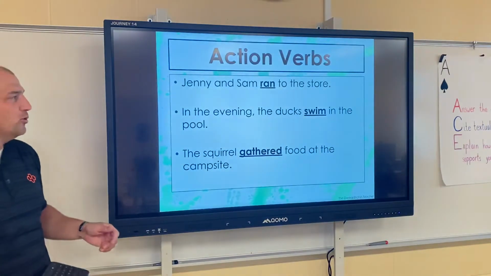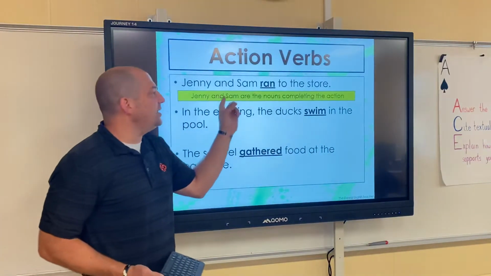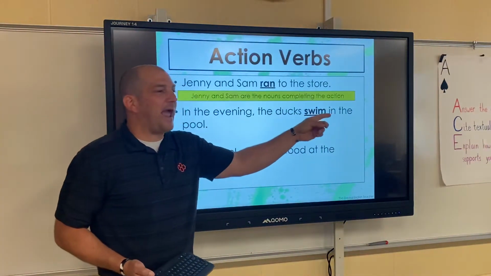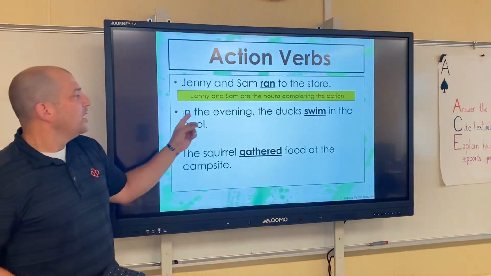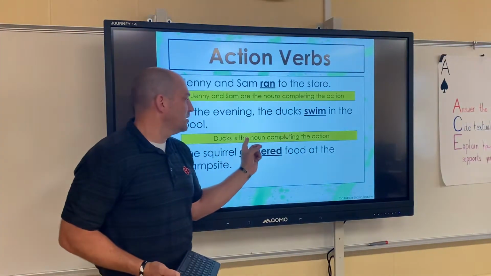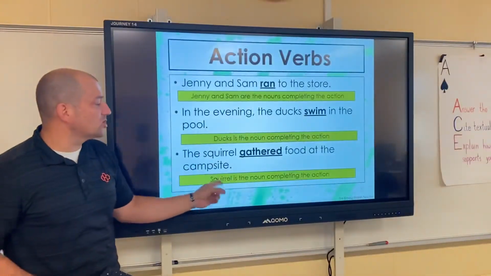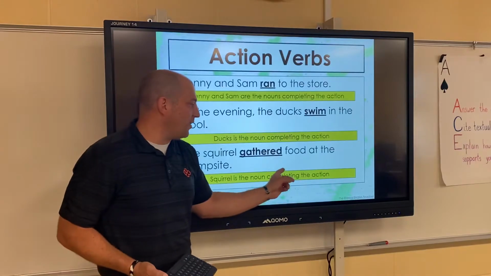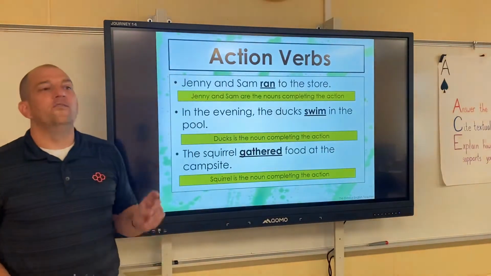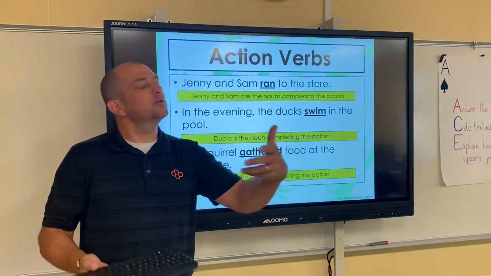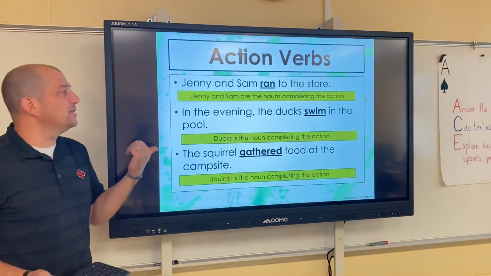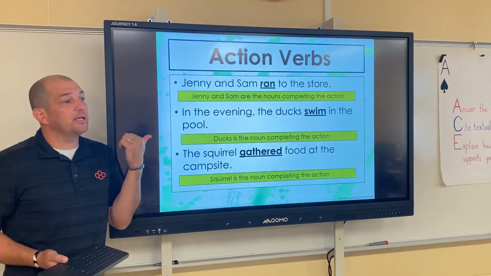So as we go through this, we will see that Jenny and Sam are the nouns completing the action. The action is ran. In this case, ducks is the noun completing the action. And in this case, it is the squirrel that is the noun that is completing the action. Very easy stuff. You know this, you maybe didn't know you knew it. Actually, in this case, you probably knew it. Now, here's where it gets tricky.